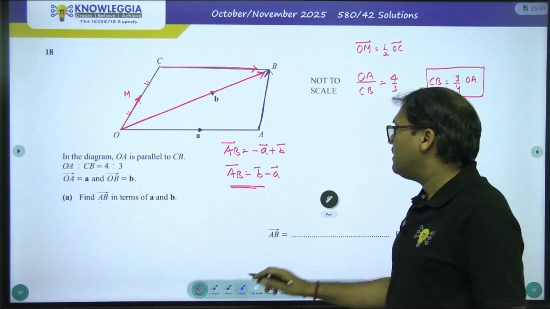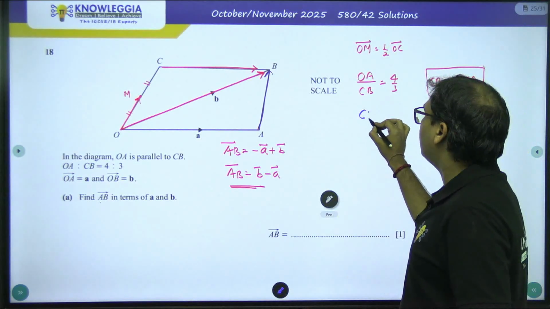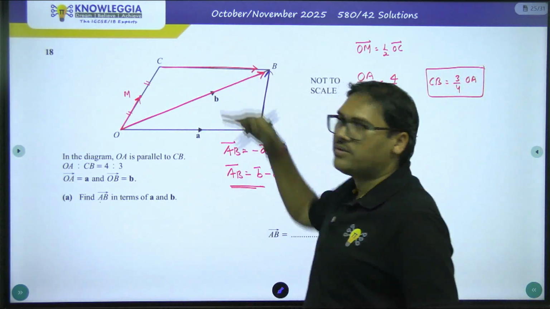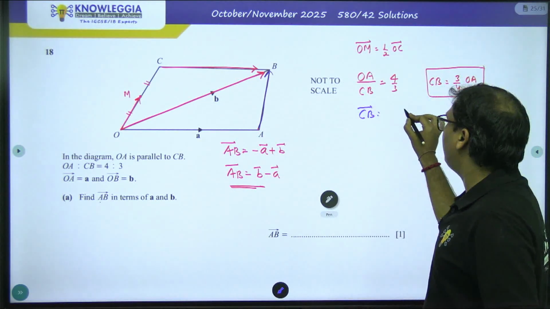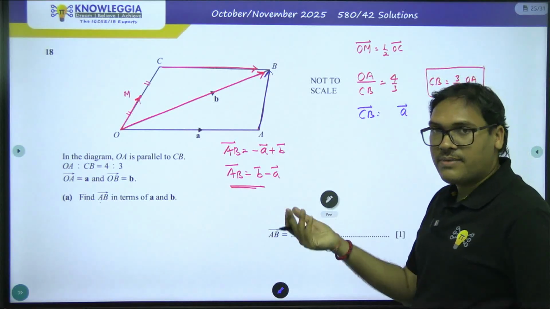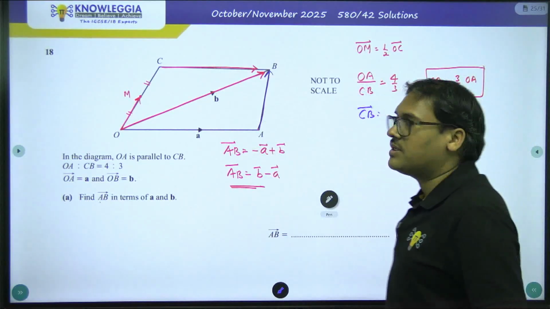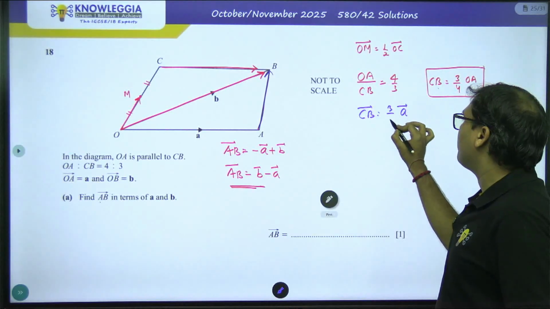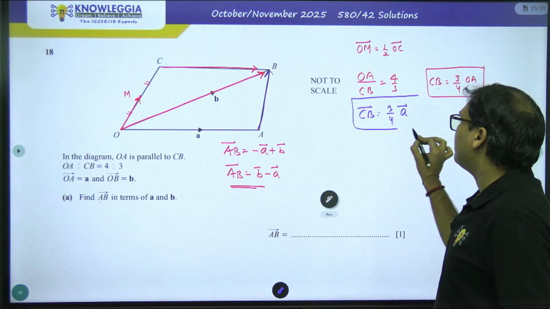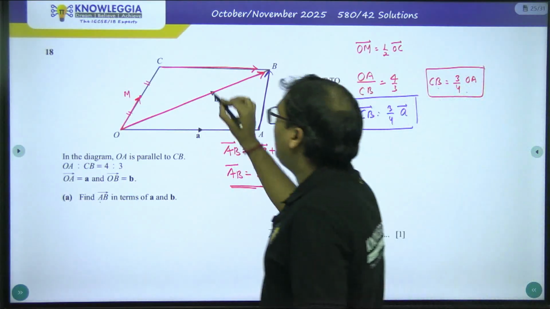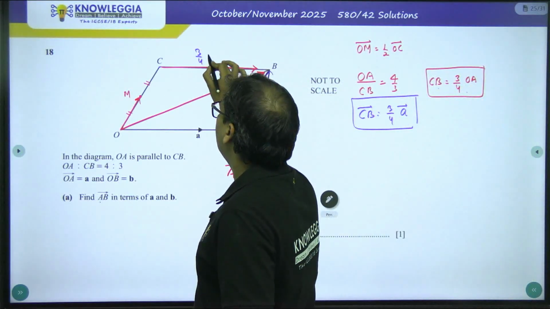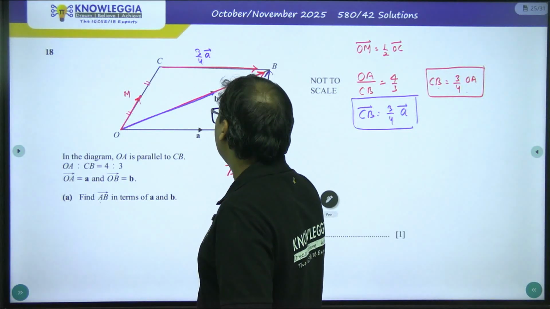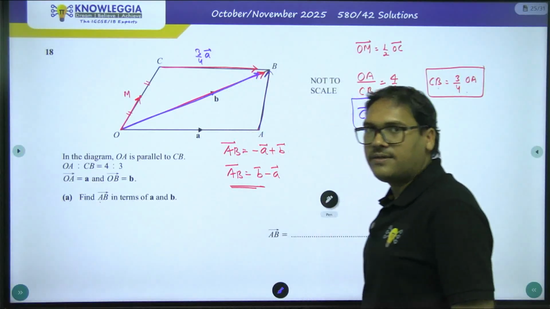That means I can say that this is CB vector. This is CB vector, C to B vector. Since this is parallel to this, it will be A vector. But what is the magnitude? This is 3/4 of this. You can see CB is 3/4 of OA. So this is 3/4 of OA vector. So this is CB vector, and I know this is 3 by 4 A vector. And this vector is B vector. I hope this is clear, right?